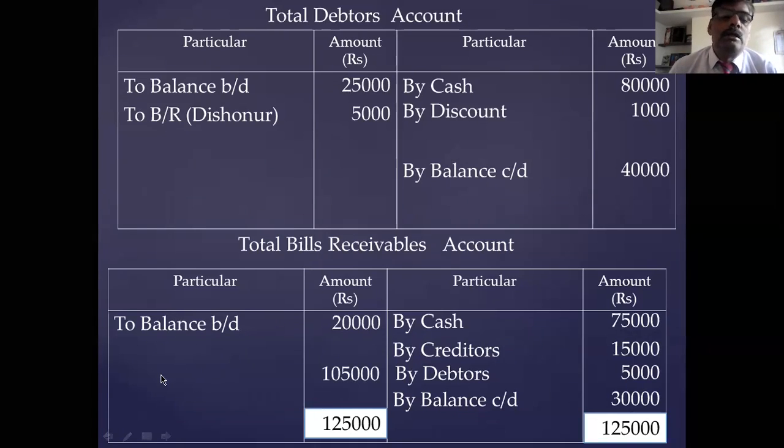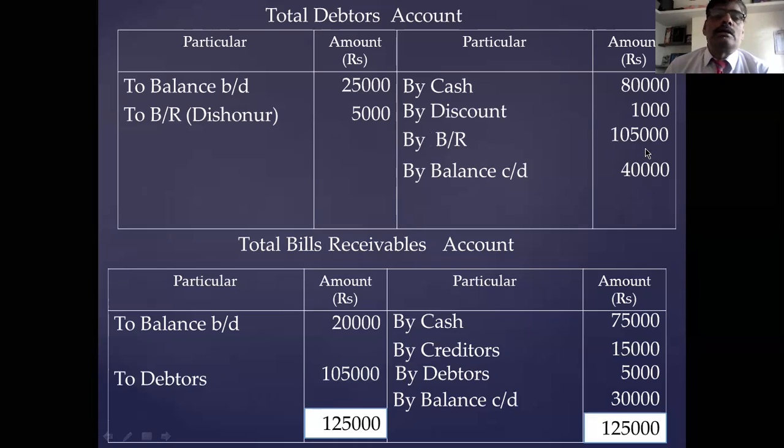Main item is to debtors account. To debtors account is important. So here you recorded to debtors. In the debtors you write as bills receivable. By bills receivable 1,05,000. Okay.